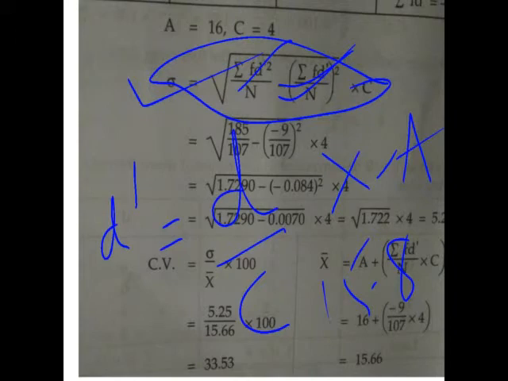कशा झालं, d dash equal to d divided by c, where d is x minus a, where a is the assumed mean. Okay, what is c? This c is the common factor.